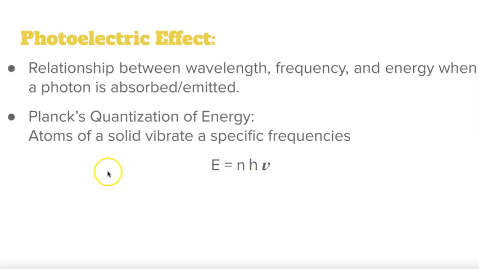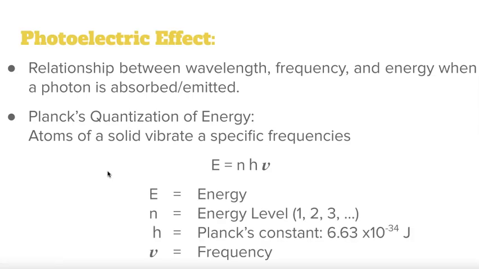And he came up with this equation: energy is equal to n times h times v, where E is energy, n is the energy level, h is Planck's constant, representing 6.63 times 10 to the negative 34 joule-seconds, and v is the frequency. So in order to vibrate or radiate energy, a substance has to absorb a certain amount of energy first.